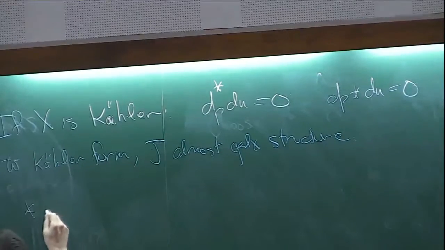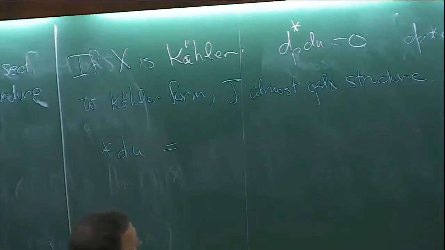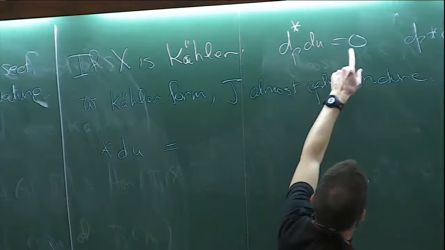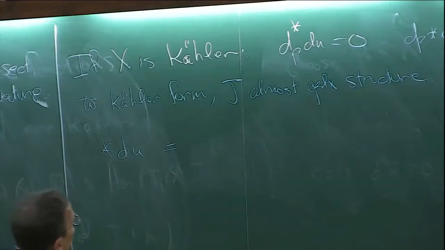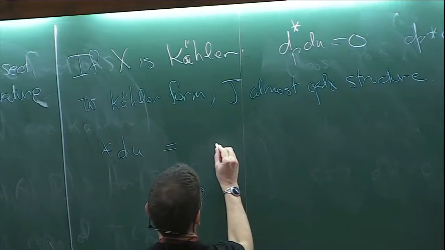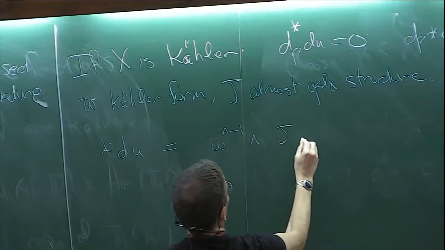Then star of du, there's another star, but I think I can just take star. It's an isomorphism, so 0 is okay. Since it's 0, it doesn't matter. So here, up to some constant that I'm not going to worry about, this can be written as omega to the n minus 1 wedge j of du.